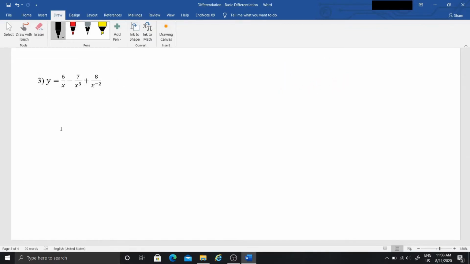In the next question, we have another function, but this time the value of x is in the denominator of a fraction. First, let's write down the basic differential rule. Again, just as a reminder, y equals ax to the power of n, dy/dx equals a n x to the power of n minus 1.